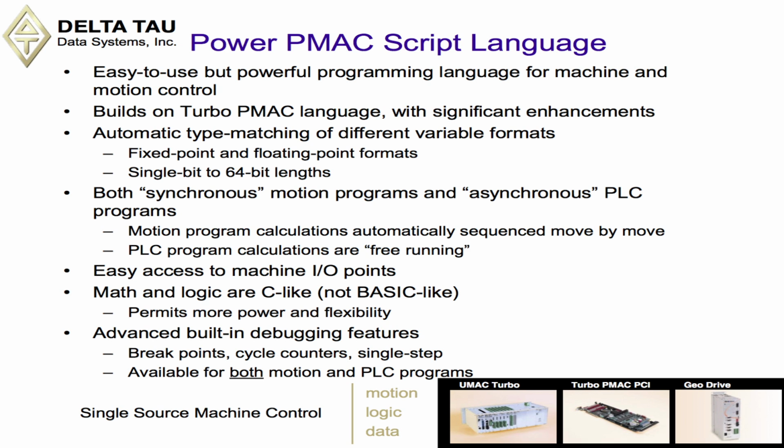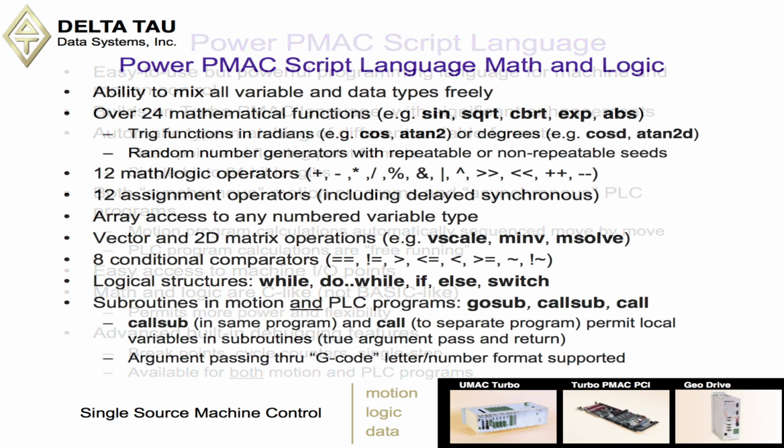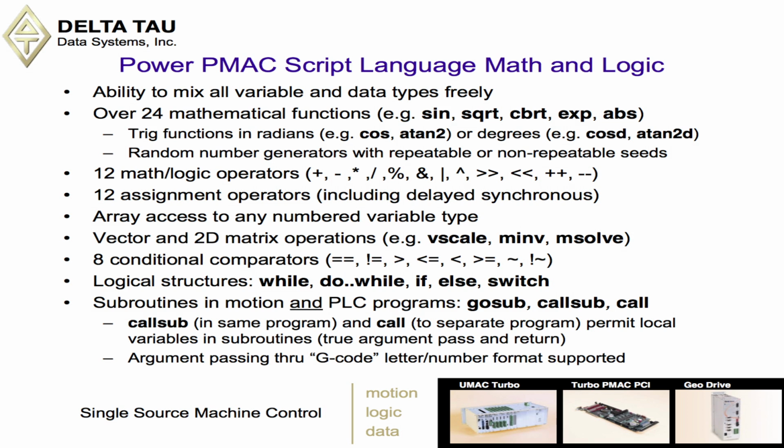The math and logic in Power PMAC are like C. If variable equal something, that's different from the older Turbo PMAC where it was based on the old BASIC language. So more power and flexibility. We do have built-in debugging features like breakpoints, cycle points, single step available to you that we didn't have in older languages. Just kind of an overview of the script language. Got a lot of the functionality in there.